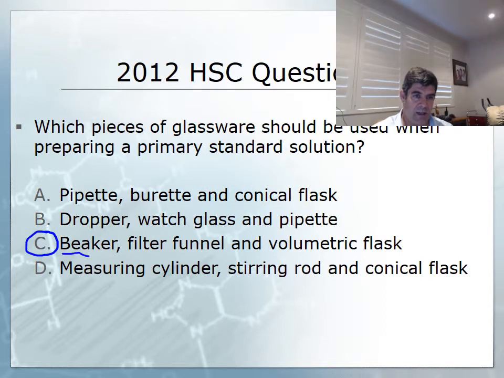We need a beaker for weighing the mass of our sample, and acid is what we used. We then need a filter funnel, which we're going to use to transfer the solution. Once we've weighed it, we add some water. Then we use the filter funnel to transfer that into the volumetric flask. We're going to use a wash bottle, which isn't glassware, it's plastic, to rinse that, and that will eventually mean we'll have our primary standard in our volumetric flask.